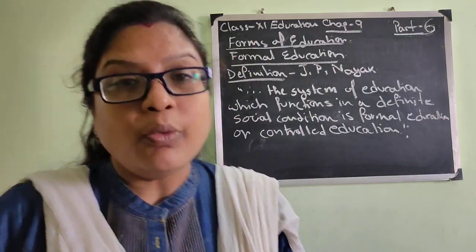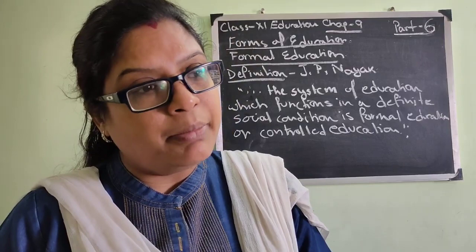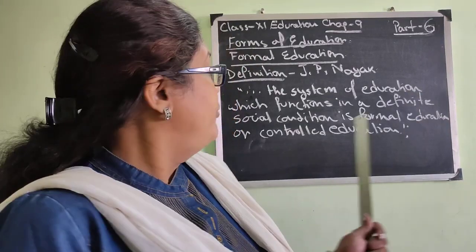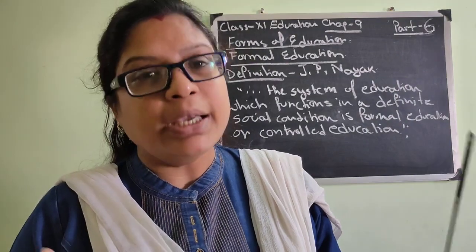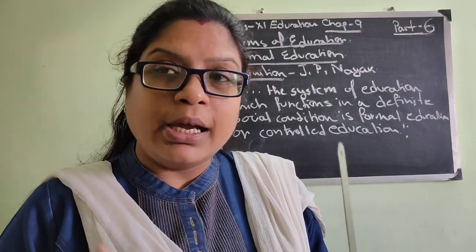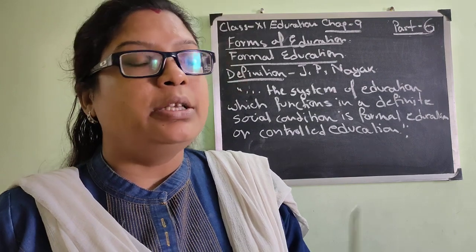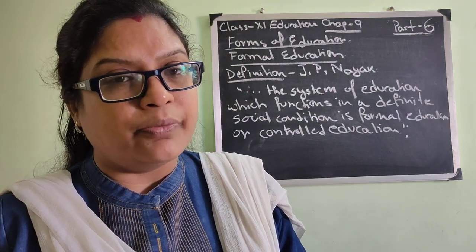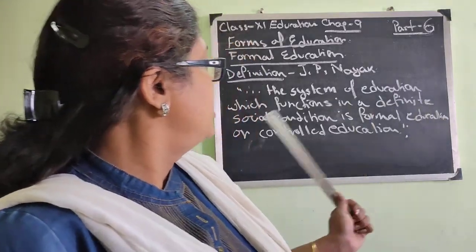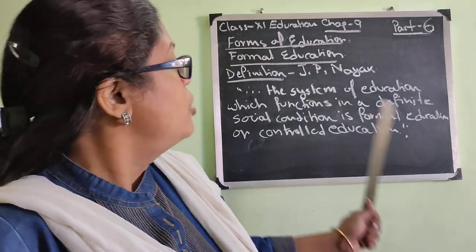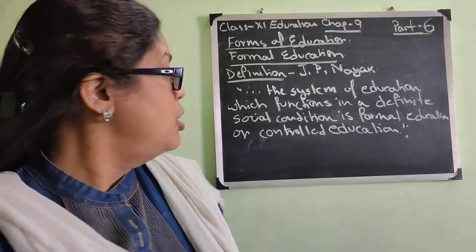Social condition means what? When you are present in school, the school is your social environment. When you are in a party, the party is your environment. When you are at home, the atmosphere is something else. So when the social condition is definite, it means what? The condition is being created, the school is being created, isn't it? There are rooms with big windows and doors, so that air and light can enter, and the board and chalk duster should be there, the benches should be there, and a chair and a table must be kept for the teacher. So the ambience is created. So the atmosphere, the social condition is definite and it is created. So the system of education which functions in a definite social condition is formal education or controlled education.